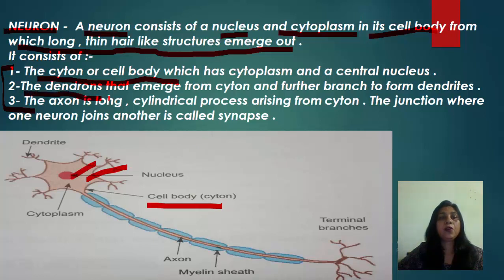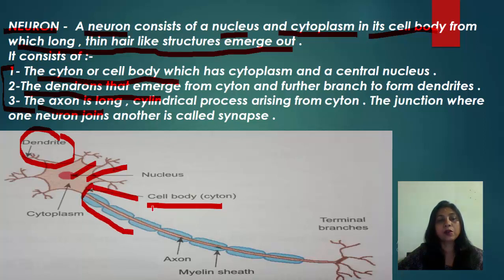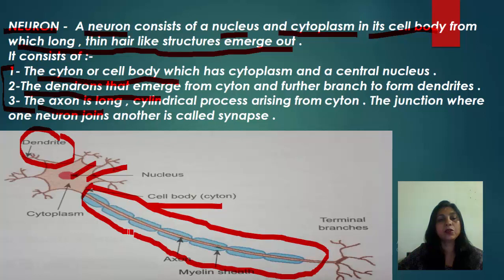Then there are dendrons that emerge from the cyton and further branch to form dendrites. You can see the dendrites. And the third thing is the axon, which is a long cylindrical process arising from the cyton. You can see the axon. This whole is the axon and it is arising from the cyton. The junction where one neuron joins another, after these dendrites, the next neuron comes, and this junction is known as synapse.